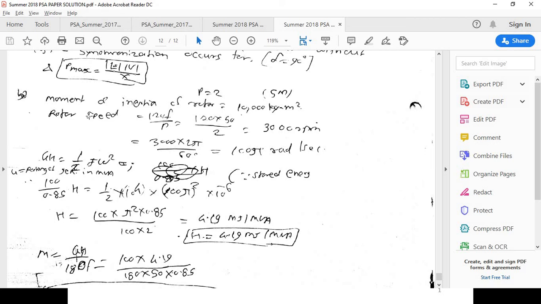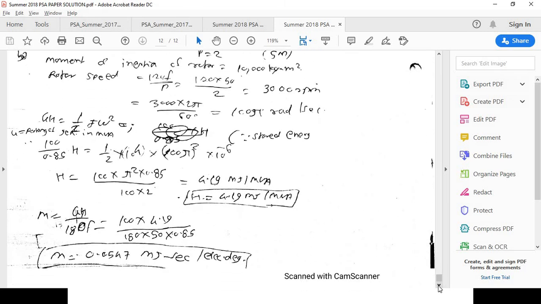And M is equal to GH upon 180 f. You have the values of G, H and f, so 100 into 4.19 upon 180 into frequency 50 into 0.85. So we will get the final value. M is equal to 0.0547 megajoule second per electrical degree.